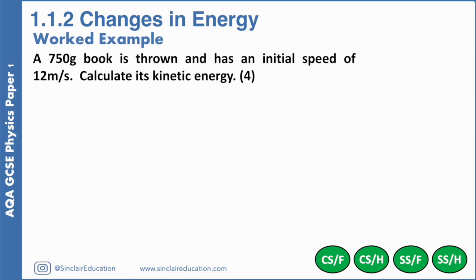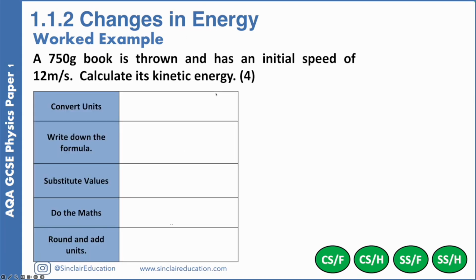So we'll have a look at worked examples, a few of these as we go through this workshop. In this one, we've got a 750 gram book that's thrown and has an initial speed of 12 meters per second, and we're asked to find its kinetic energy. The marks here are 4. That gives an indication that there might be a unit conversion in here and some extra processing we need to do.